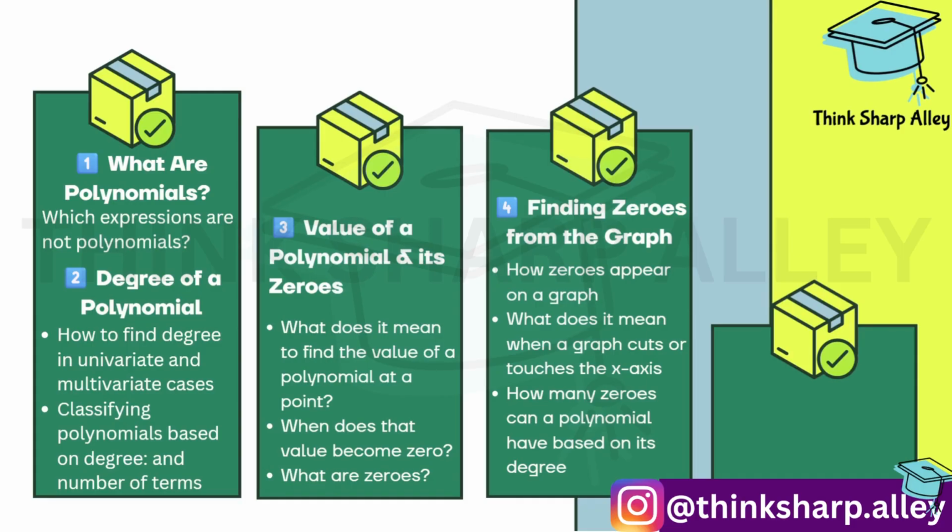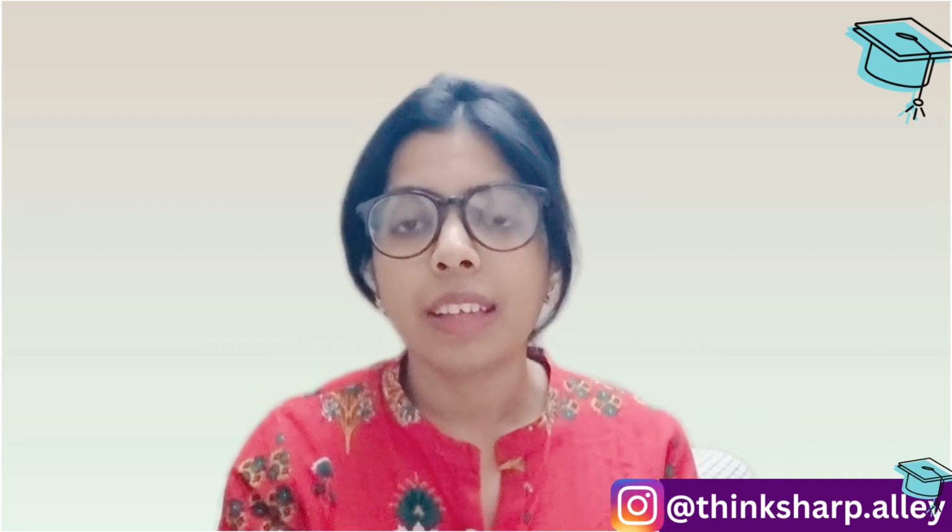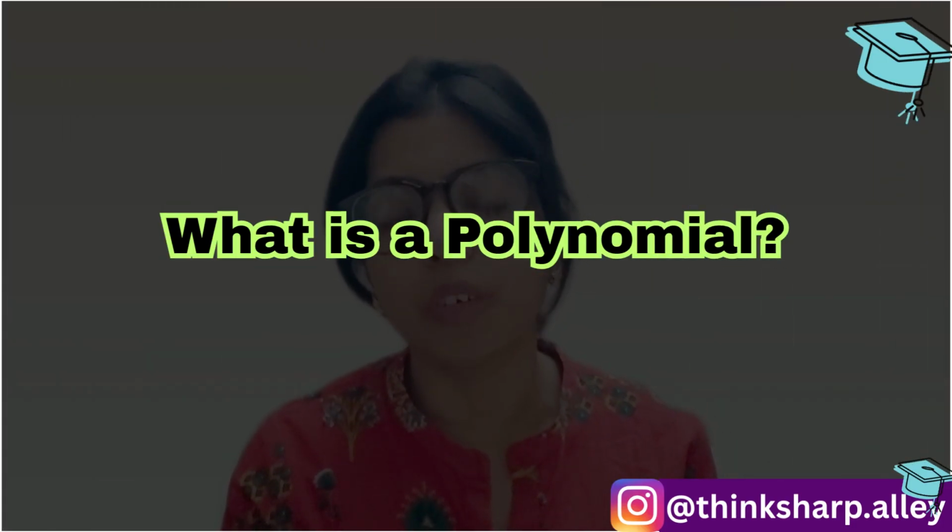Here, maths becomes visual. Fifth, last but not the least, relationship between zeros and coefficients for linear as well as quadratic polynomial. Why this relationship works, how it works, we'll all understand this. Let us understand what is a polynomial first.